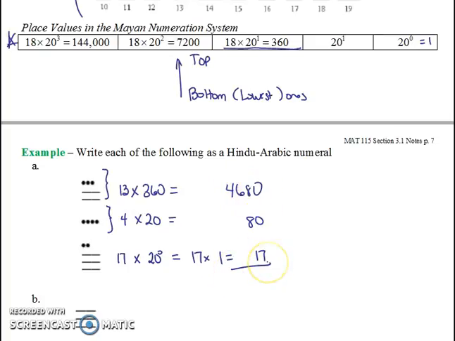Now I'm going to add all of those up. And that gives me 4,777. That's what that number represents in the Hindu-Arabic numeral system, 4,777.